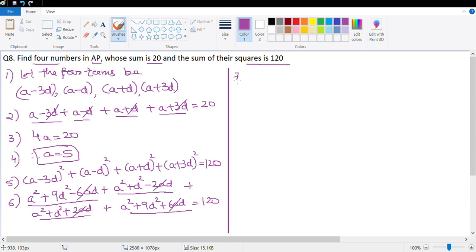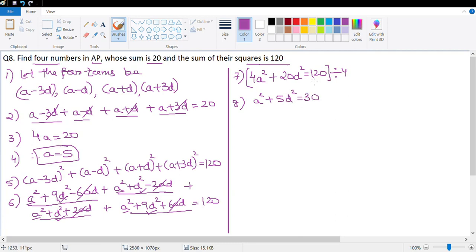So what do we have? 1a square, second a square, third a square, and fourth a square. So we have 4a square plus 9d square and 1d square. That's 10d square, another d square, 11d square, and 9 more. So that's 20d square is equal to 120. I notice all elements have 4 common. Let's divide everything by 4. What I get is a square plus 5d square is equal to 30.